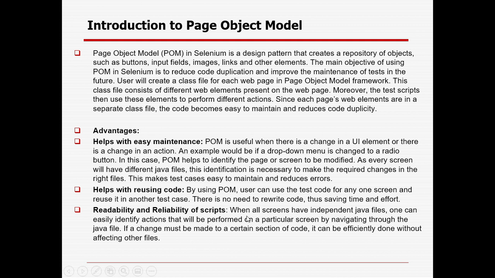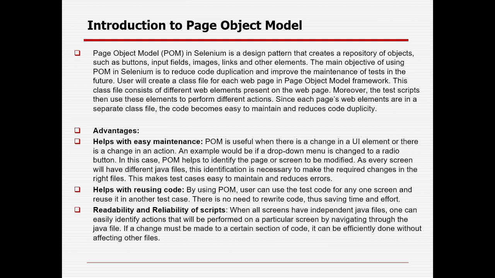Readability and reliability of the script. When all screens have independent Java files, the user can easily identify the actions that will be performed on a particular screen by navigating through the Java file. In case you need to deal with 50 different pages, then in real time, how will you identify your code? Here, as we create everything as a class for each and every page, you can go directly to the particular class, identify what is already captured there, and update it easily.